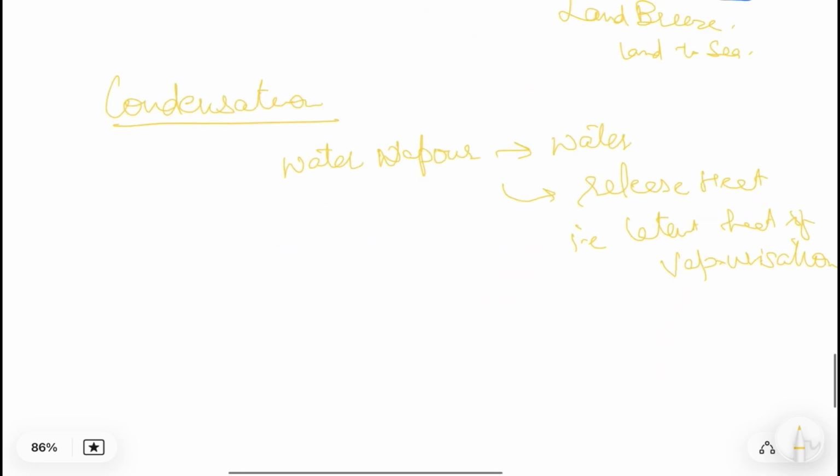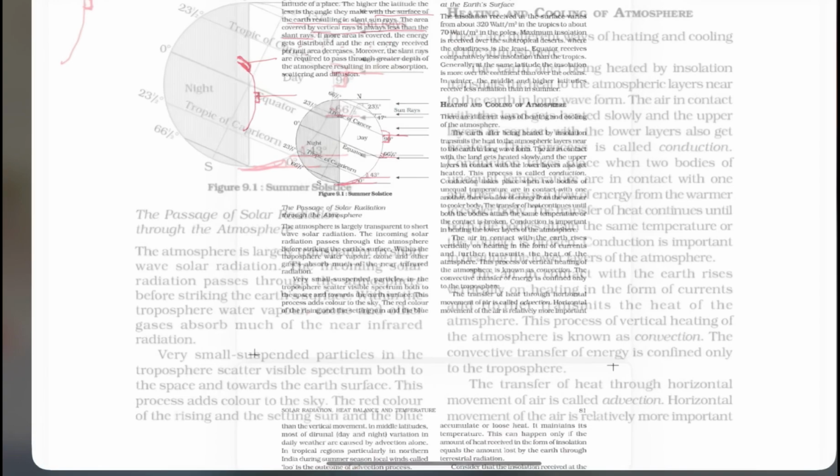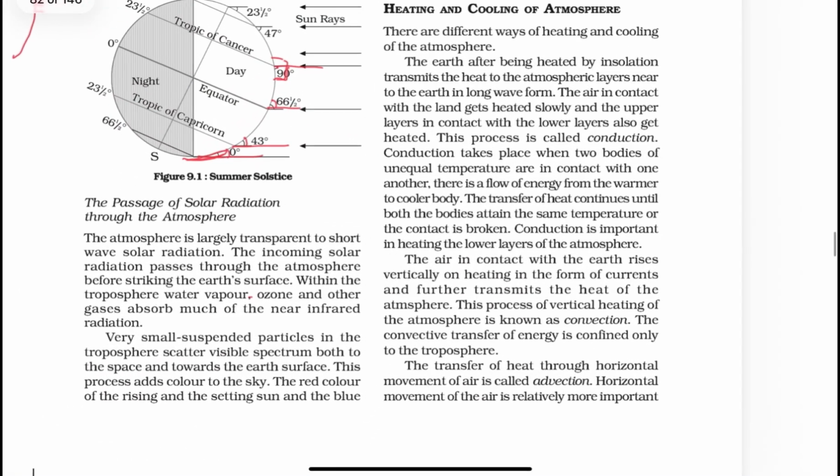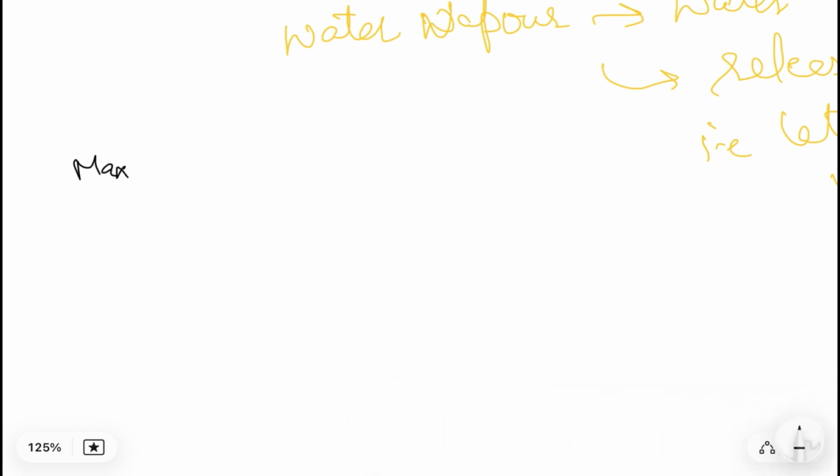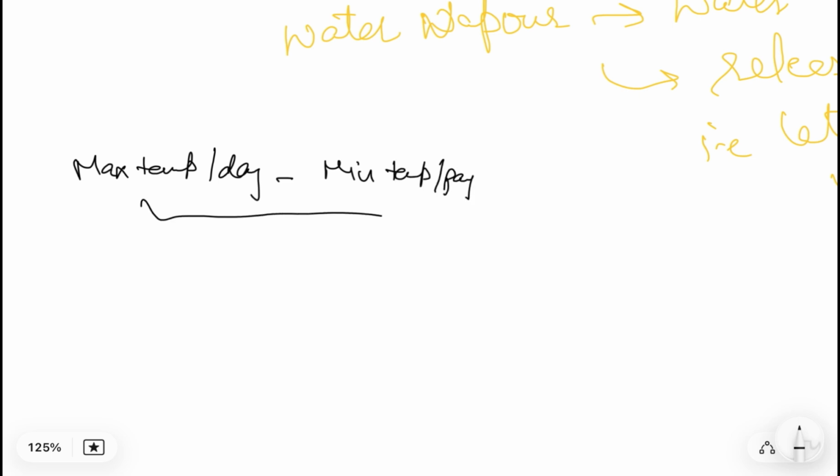Heating and cooling of the atmosphere, we have the maximum temperature per day minus the minimum temperature per day, which is known as the diurnal range.